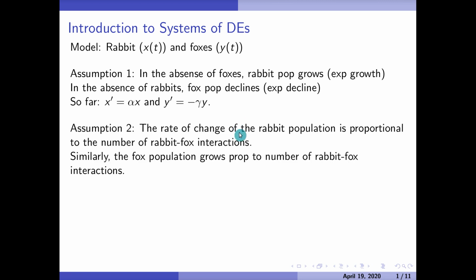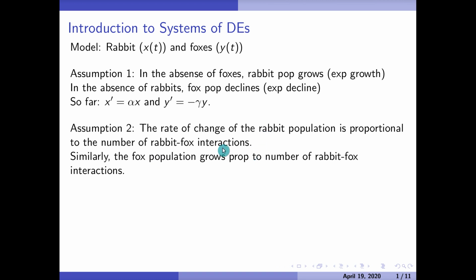We're going to assume that the rate of change of the rabbit population is proportional to the number of rabbit-fox interactions. What does that mean? That means if there are no or very few rabbit-fox interactions, the rate of change of the rabbit population downward is a lot smaller than if there were a lot of rabbit-fox interactions. Okay, and similarly, the fox population would grow proportional to that.